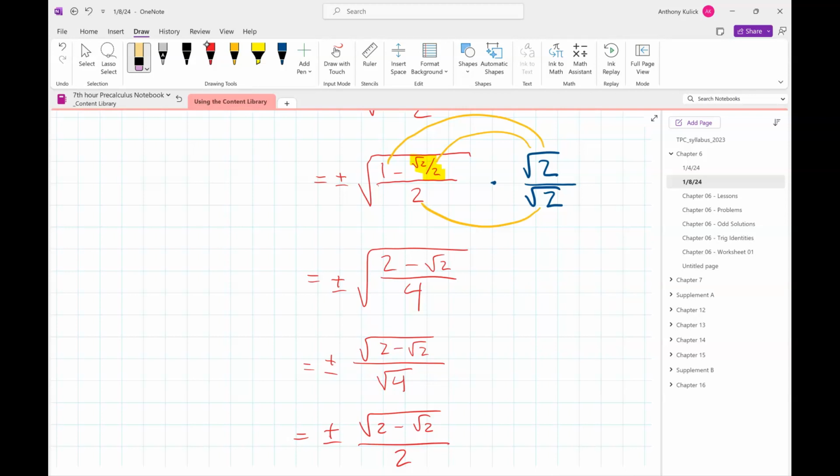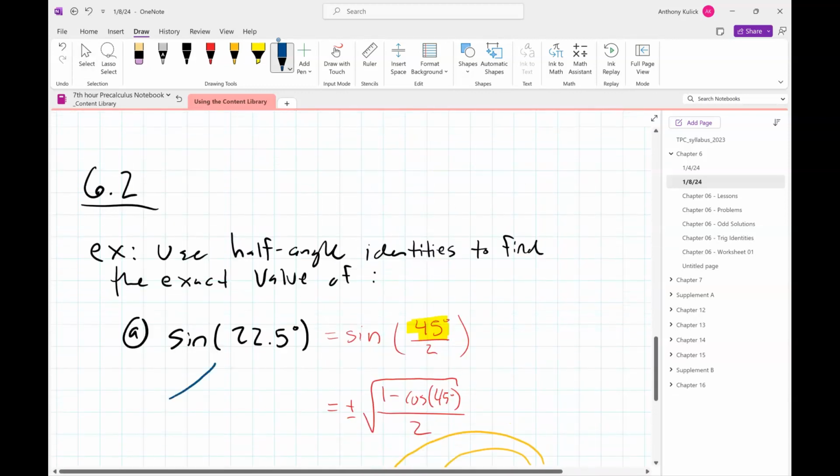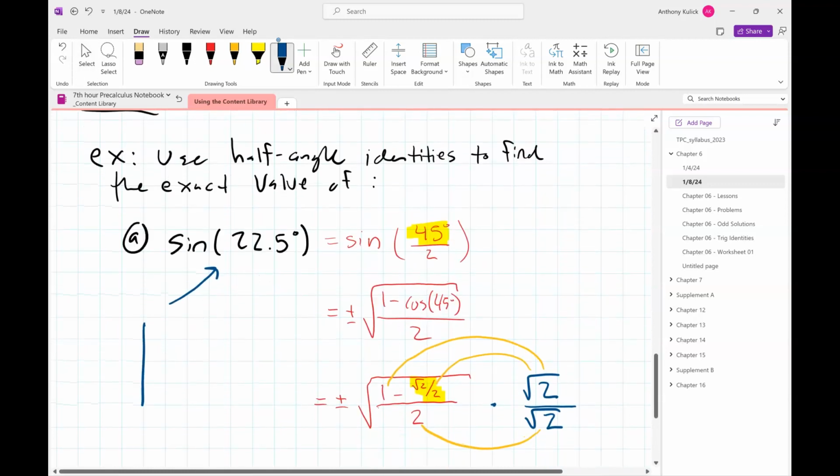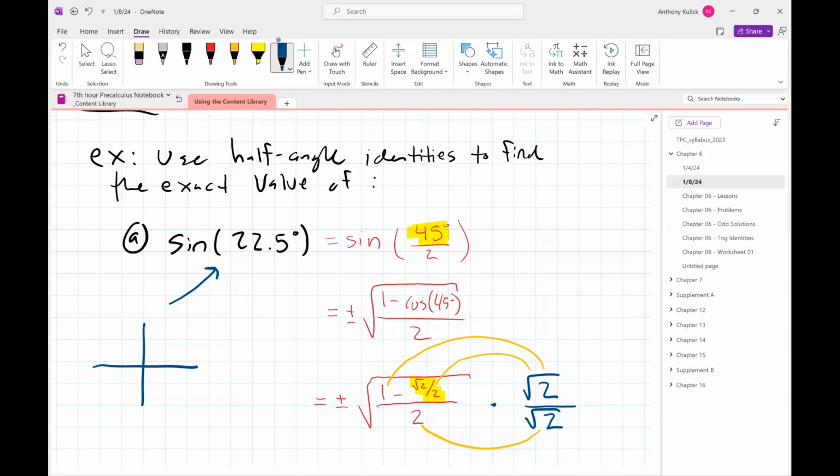I have one final thing that we need to take care of in this problem, and that's the plus or minus. I should have only one of them. This is a pretty easy thing to take care of, to decide whether this should be positive or negative, but we need to remember to do it. I go back to the very original problem. What quadrant is a 22.5 degree angle in? The first, second, third, or fourth quadrant?